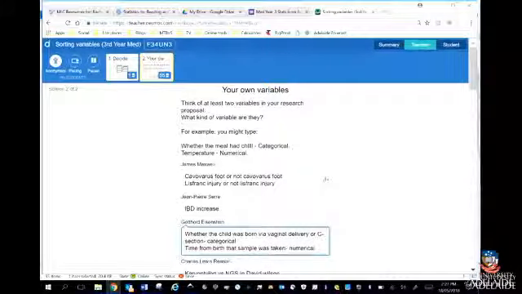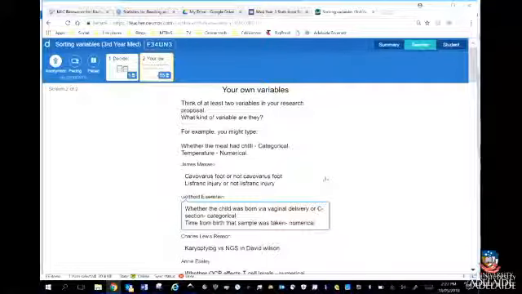Sweet. I like this. Whether the child was born by vaginal delivery or C-section, that's definitely a category. Well done. Time from birth that the sample was taken, numerical. Excellent. Thank you, Gotthold. In fact, I recognise some of those, so Gotthold filled out the survey too. Well done.